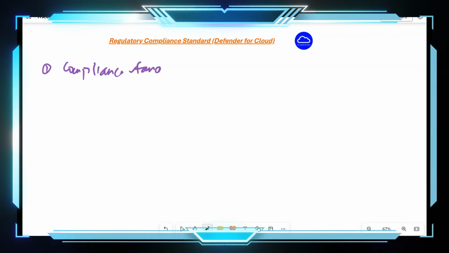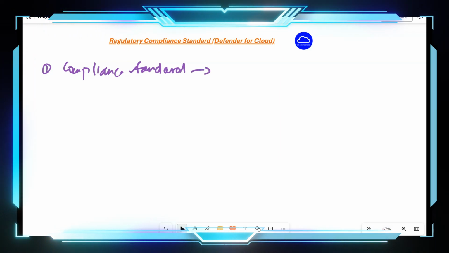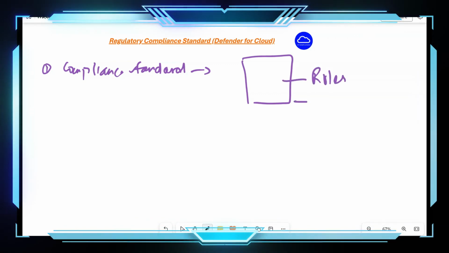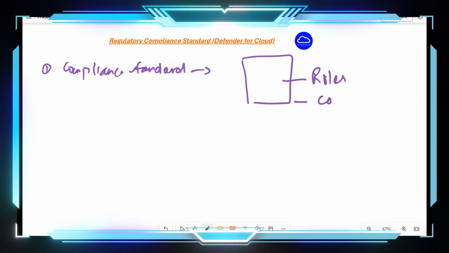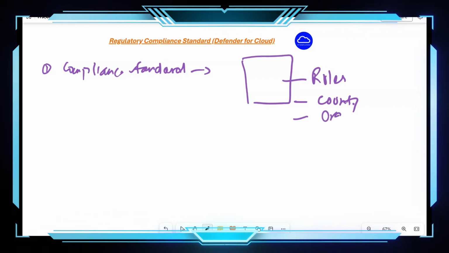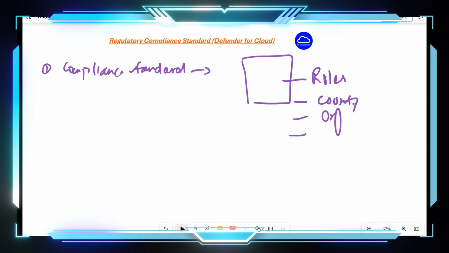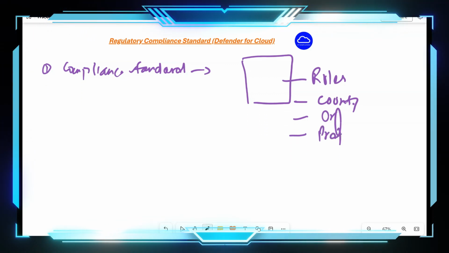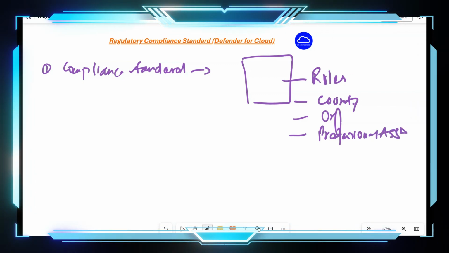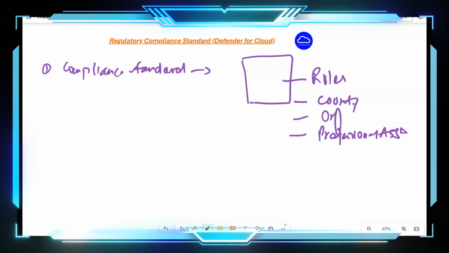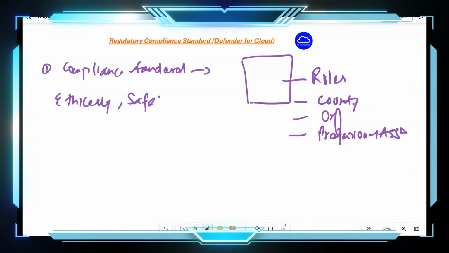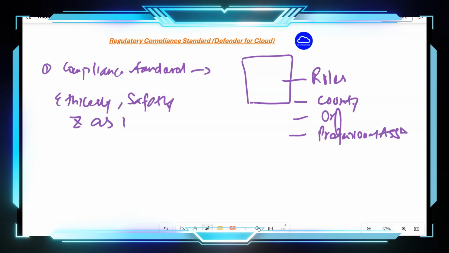So in simple terms, a compliance standard is nothing but certain rules which a country, an organization, or maybe a professional association will enforce to make sure you're operating, or your organization is operating their business, ethically, safely, and as per law.